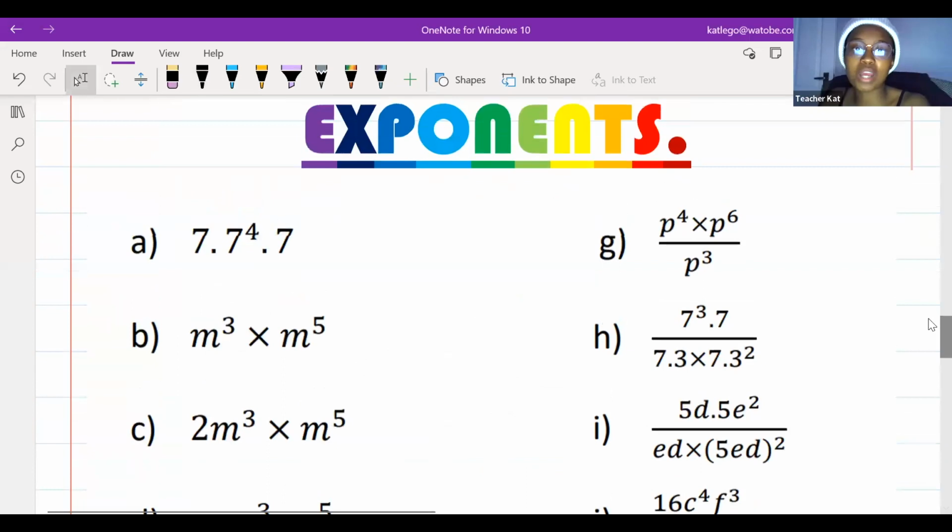I have just reminded you guys of the laws of exponents. So let's see if we remember some of these laws of exponents. Let's talk about A. 7 times 7 to the power 4 times another 7. How would we do that using the laws of exponents?